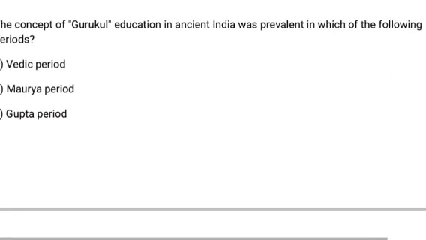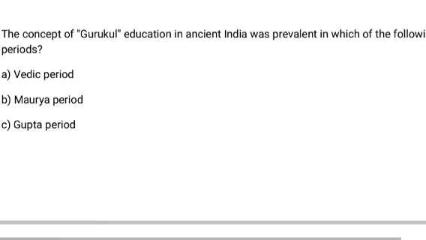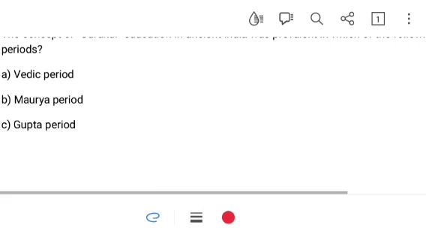Next is the concept of Gurukul. Education in ancient India was prevalent in which of the following periods? Vedic period, Maurya period, Gupta period, Mughal period. The concept of Gurukul. So this concept was related to the Vedic period. Number A will be correct.